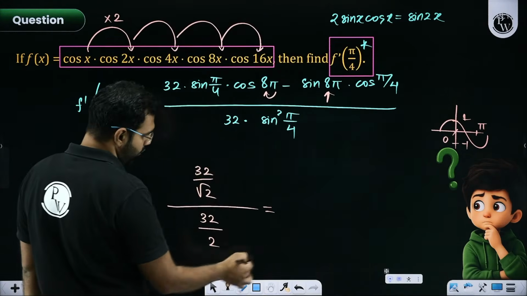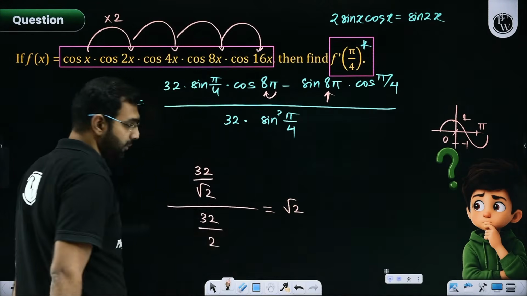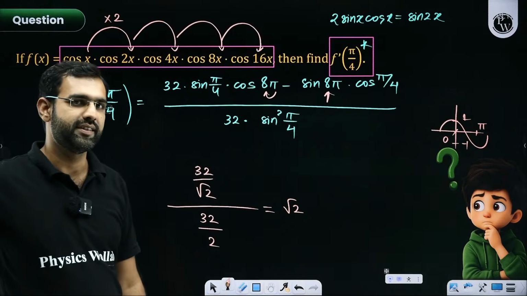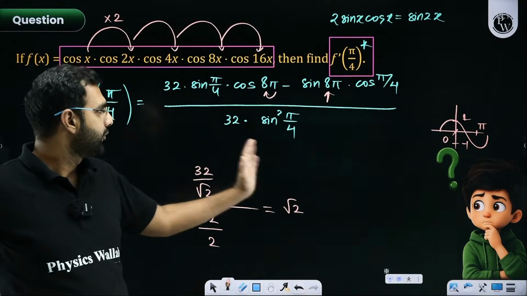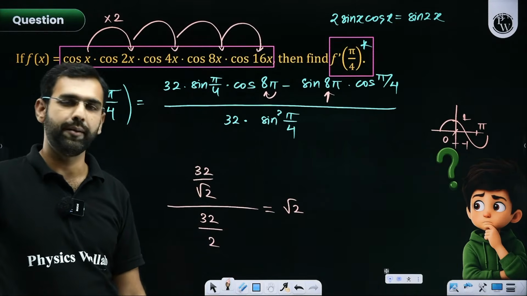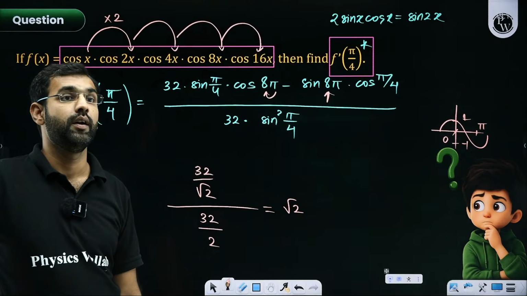I mean 2 by root 2. So its answer is root 2. Answer will be root 2, Vijay. It's not 1 by 16 root 2. Everybody got this, or is there any confusion? Do let me know. All the students, yes or no? Absolutely. Answer will be root 2. Yes or no?